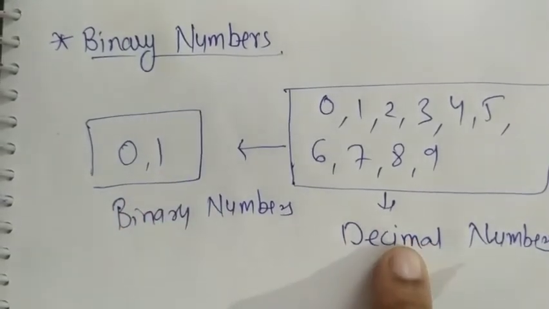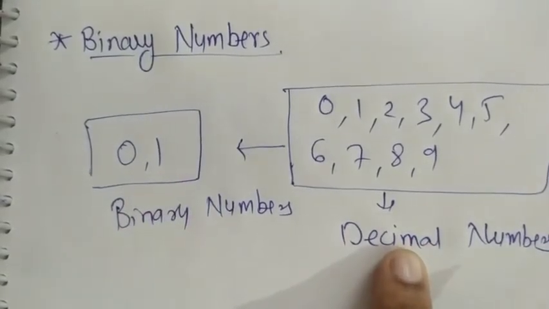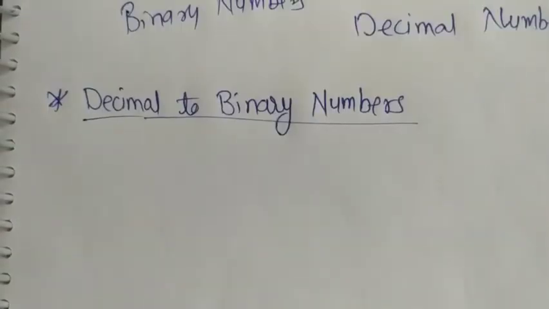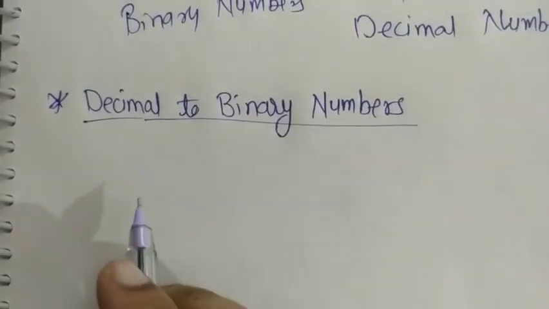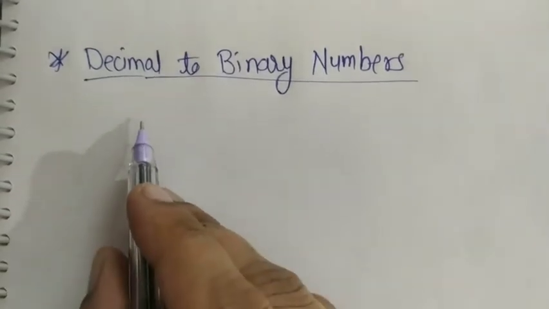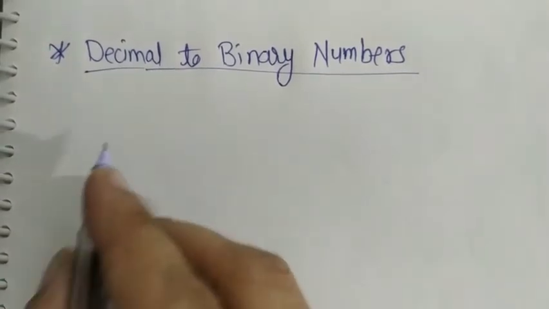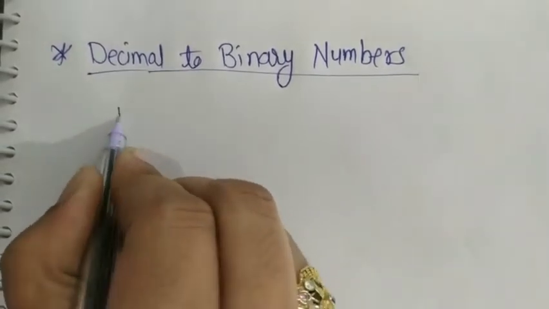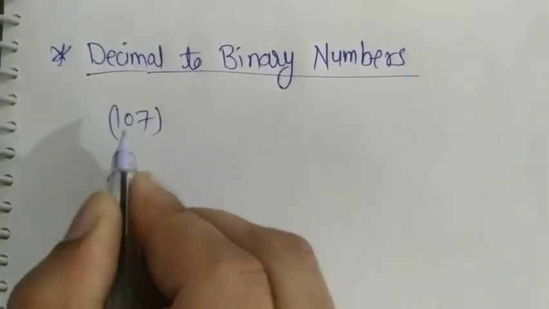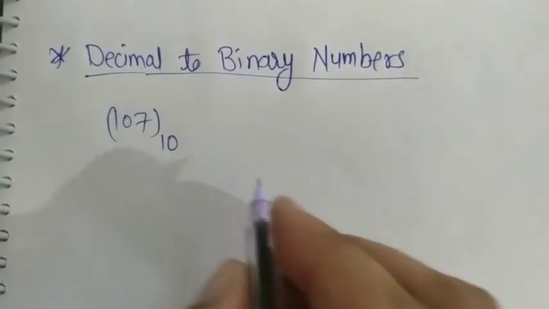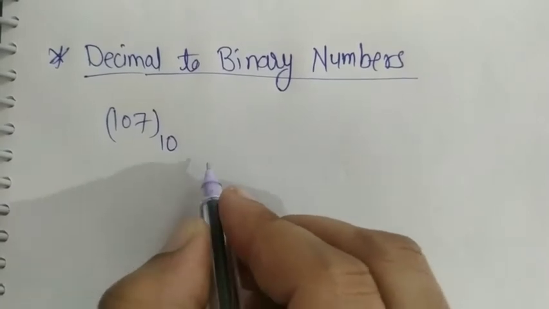And humans are using the decimal number system. Here we have 10 different numbers, so the base is 10. Okay. Now first we will talk about how we can change decimal numbers to binary numbers. For example, suppose I am given 107 as a decimal number. So its base is 10. Now I need to convert it to binary.